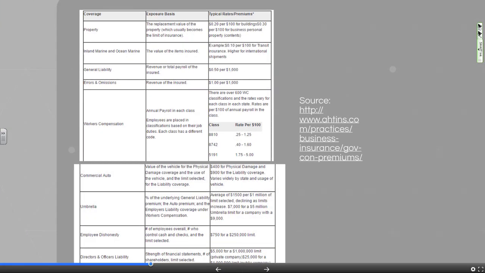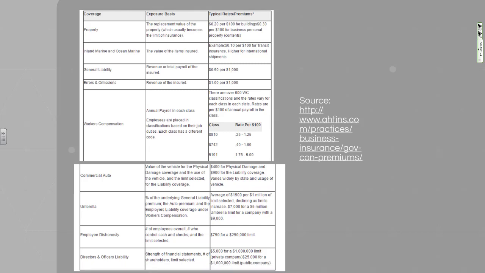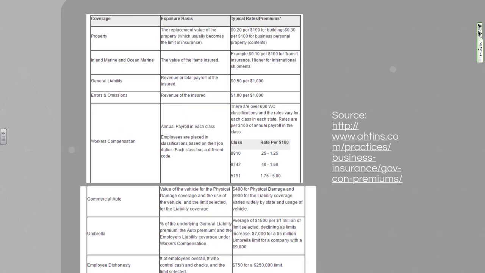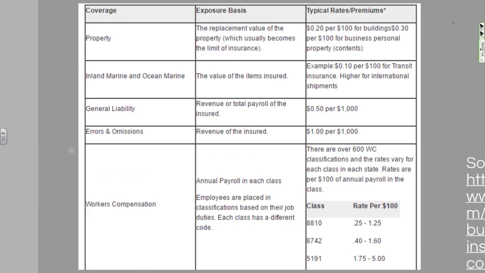This insurance company, AHT Insurance, publishes these examples of insurance coverages, their exposure basis, and typical rates or premiums on their website. Let's look a little more closely at each one. Notice especially the exposure basis for each one of these types of coverage and think about whether each one of these is reflective of the riskiness of the underlying exposure and appropriate for the coverage it provides.